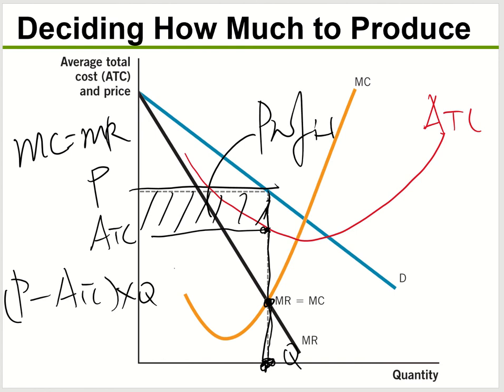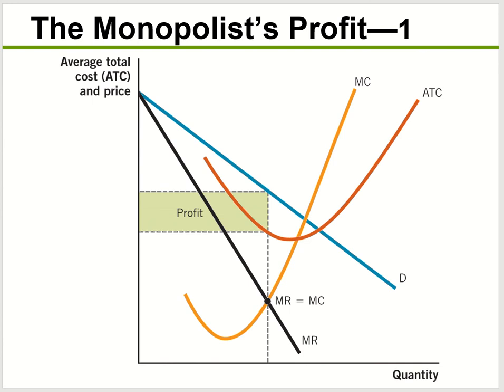Okay, so again, three steps. First step, find where the marginal cost equals marginal revenue. Second step, find the quantity. Third step, find the price on the demand curve and the average total cost on the average total cost curve, and find the area here. That area is our profit. So this company is making a profit whenever the price is more than average total cost.